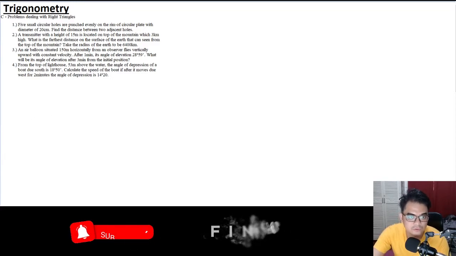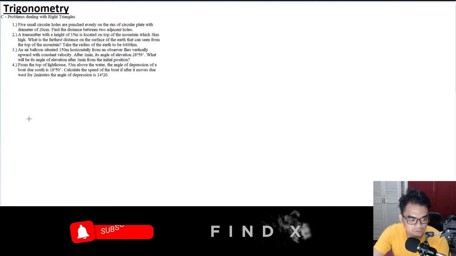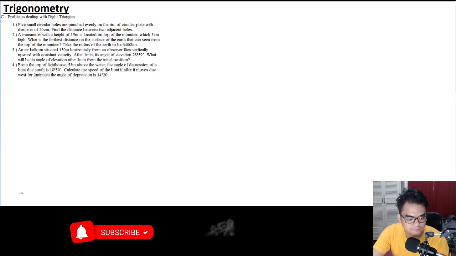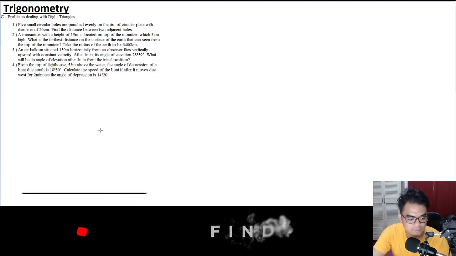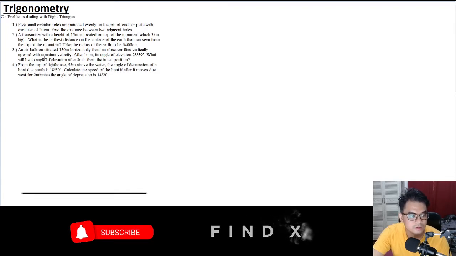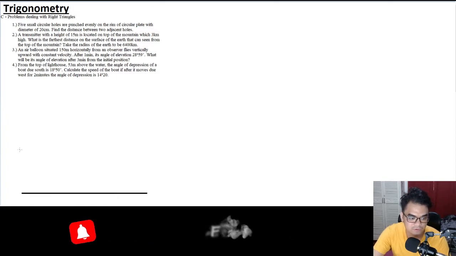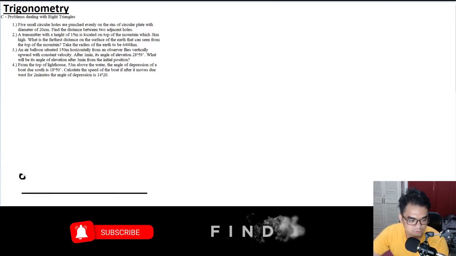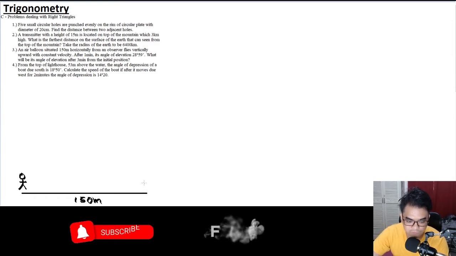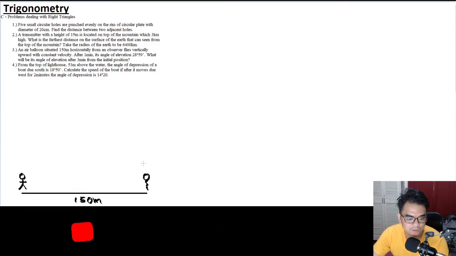So we have to draw the figure first. An air balloon is situated 150 meters horizontally from an observer. So we got an observer here. Let's just draw a stickman here, and this is 150 meters. If that's 150 meters, therefore we have here a balloon, right? So this will become our balloon.